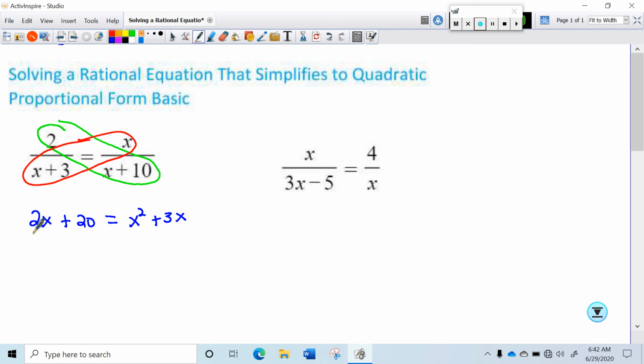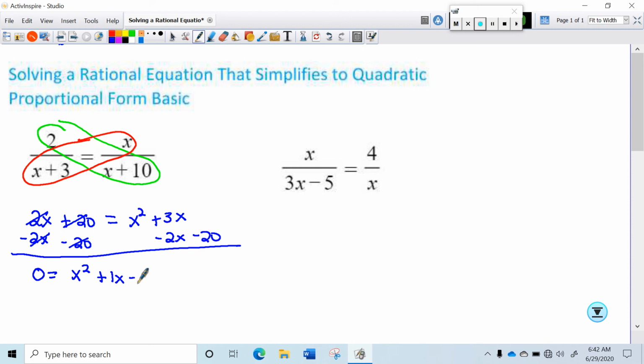So I'm going to move everything that's on the opposite side of the equal sign. I'm going to make it join the x squared side. And I do that by doing opposites. The opposite of positive 2x is negative 2x. So I'm going to put a negative 2x over here. And the opposite of positive 20 is negative 20. So I put a negative 20. Opposites cancel. So you have 0. 0 equals x squared. 3x take away 2x is a 1x. And then a negative 20.